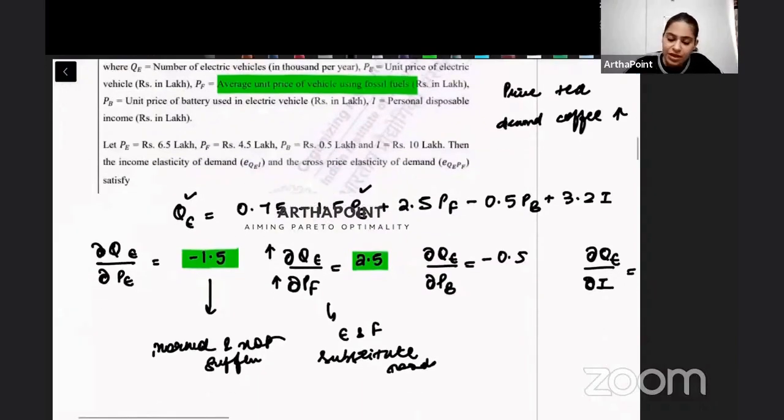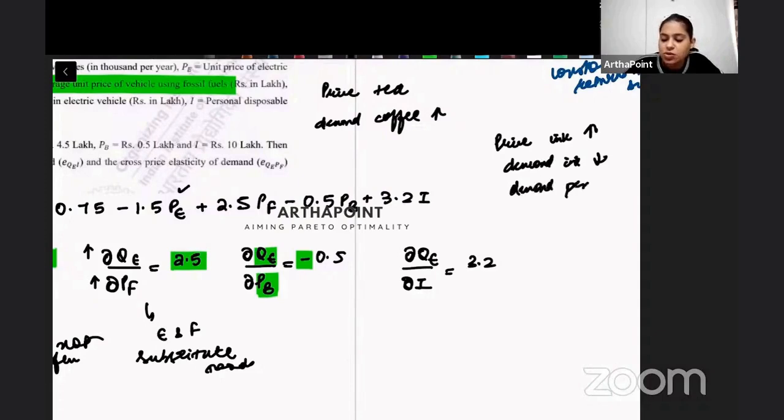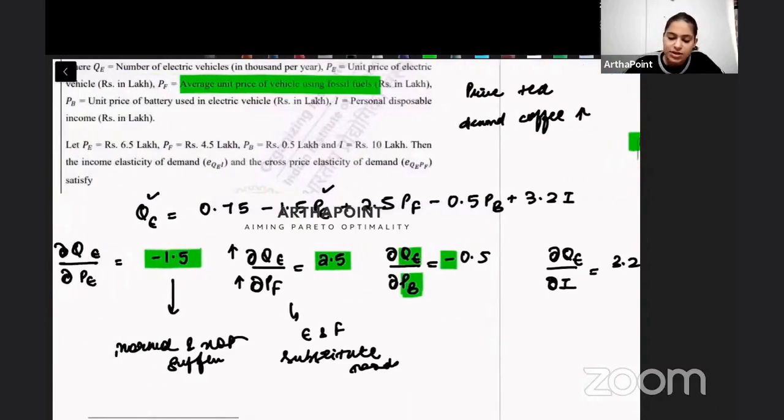Then come to the next one. This is a negative sign. So when PB increases, QE decreases. Again, let's think about this. When the price of ink increases, demand for ink decreases. Ink is used in a pen, so the demand for pens also decreases. So the relationship between this and this is coming negative when they are complementary goods. That means if the cross price effect is negative, they must be complementary goods.